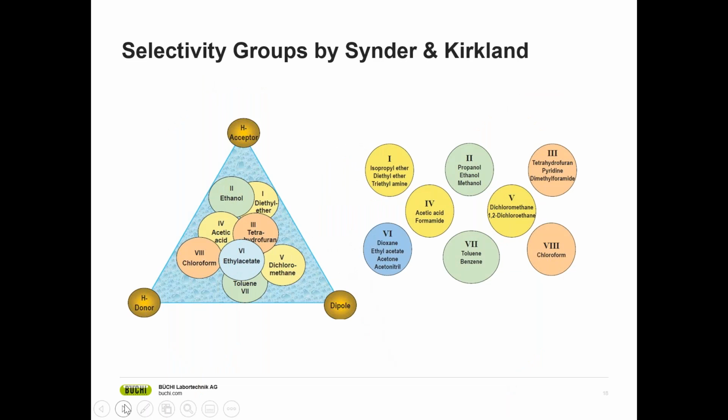Another aid in the optimization of the mobile phase is the selectivity triangle worked out by Snyder. In this connection, the common solvents were divided into 8 selectivity groups according to their resultant selective properties. And these groups were arranged in a triangle, the corners of which indicate dipole or proton acceptor and proton donor properties. Thus, we have a very clear representation of the solvent properties.